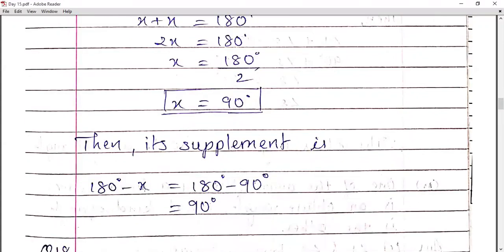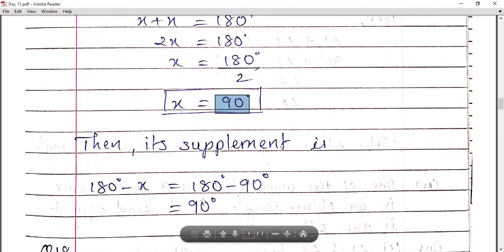Now its supplement is 180 minus x. We have taken the supplementary angle as 180 minus x. So 180 minus, substituting the value of x as 90 degrees, 180 minus 90 will give you again 90. Hence the angle and its supplement are equal.